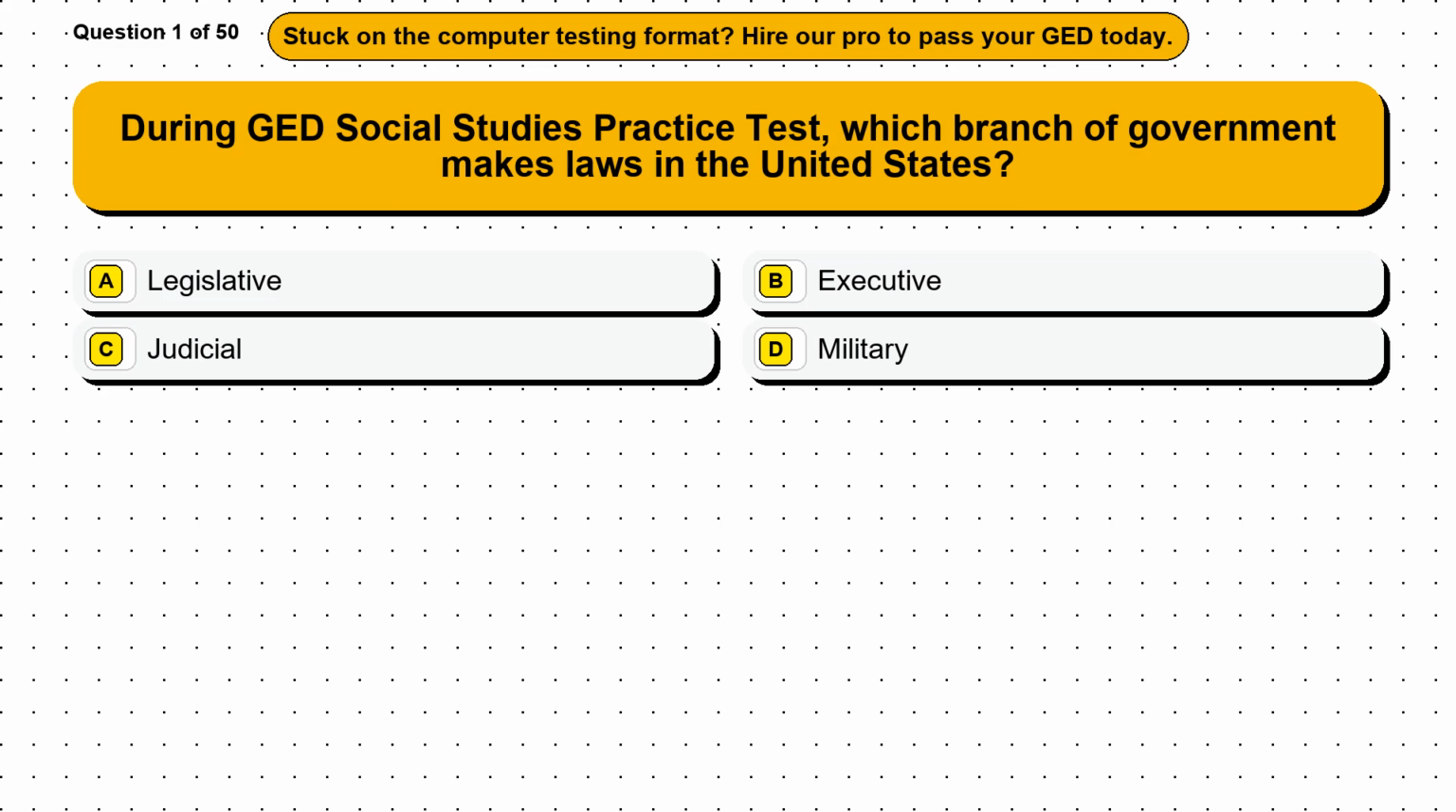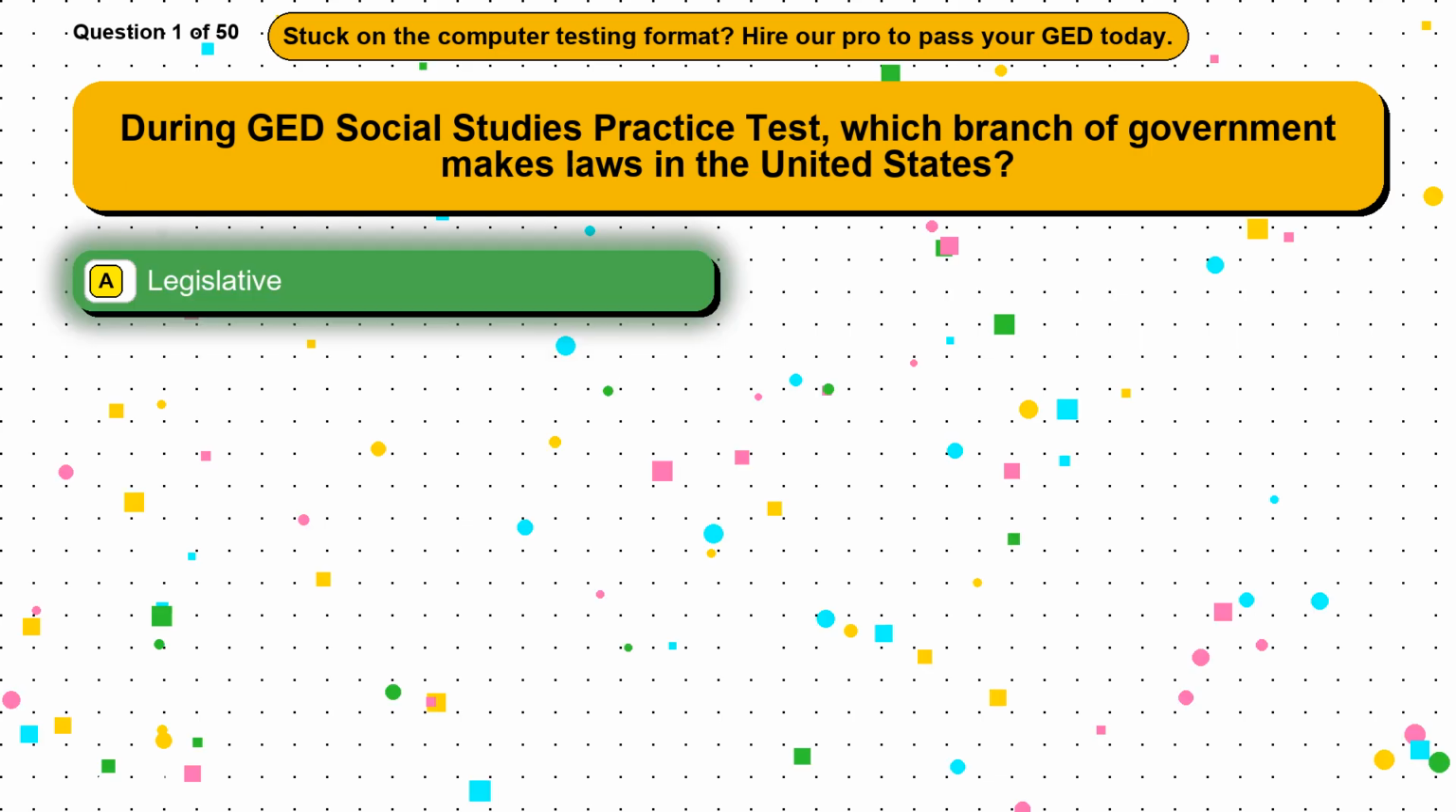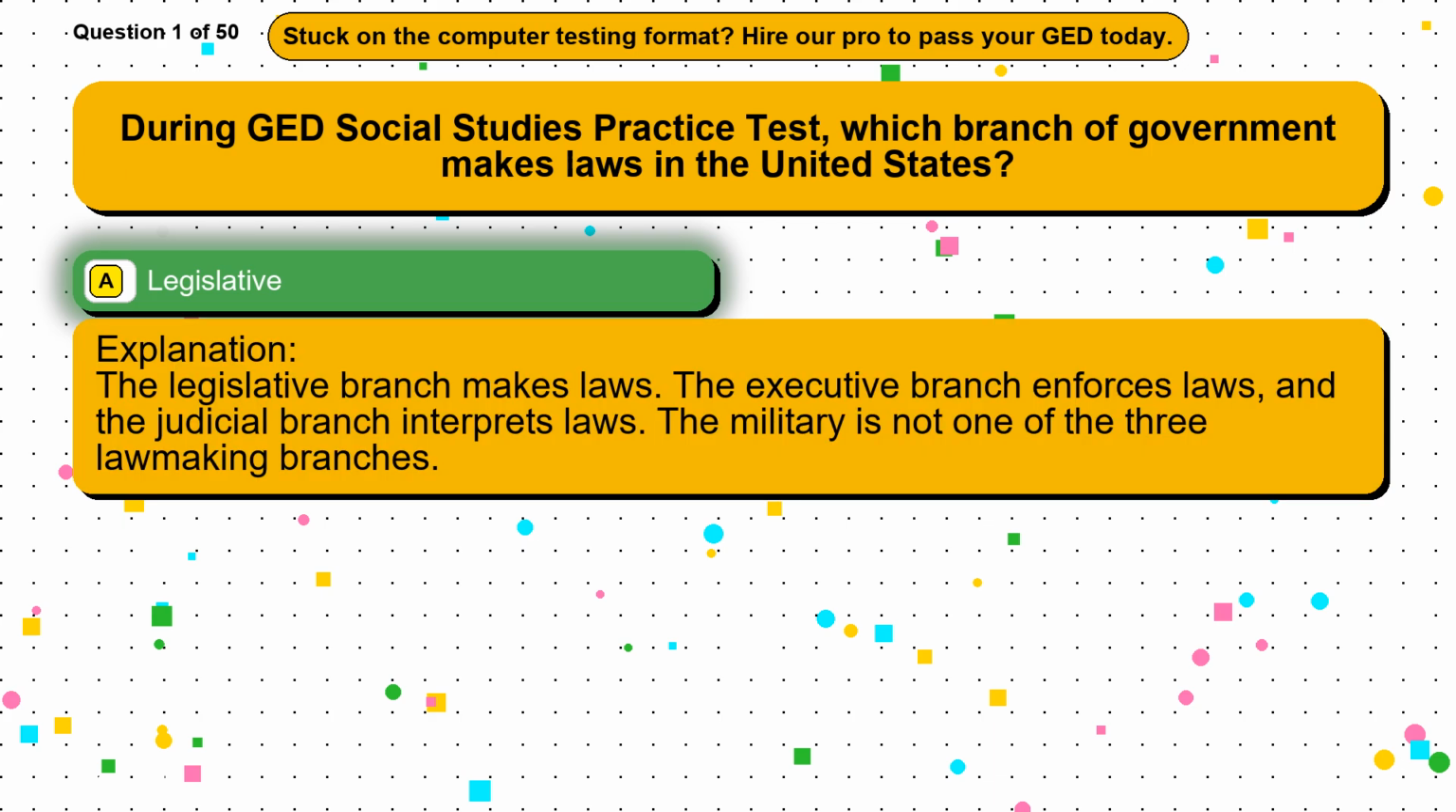Question 1. During GED Social Studies Practice Test, which branch of government makes laws in the United States? Option A, legislative. Option B, executive. Option C, judicial. Option D, military. The correct answer is option A, legislative. The legislative branch makes laws. The executive branch enforces laws, and the judicial branch interprets laws. The military is not one of the three lawmaking branches.